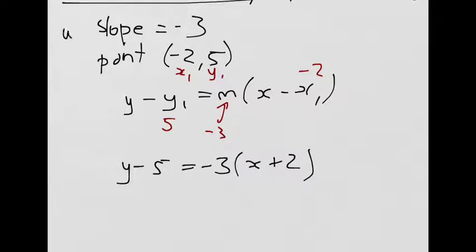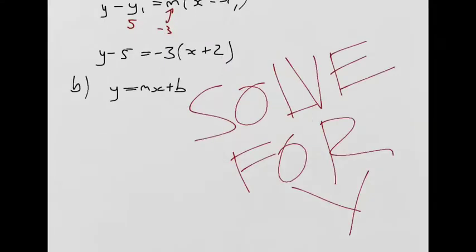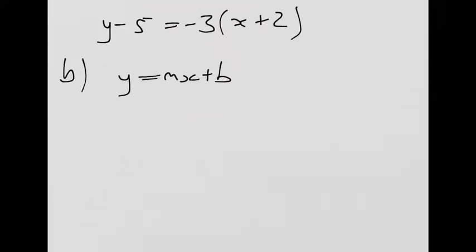B asks us to write this in slope-intercept form. How do you do that? How do you write anything in slope-intercept form? Anytime you want to turn it into slope-intercept form, what do you do? Solve for y. Okay, so what are we doing? Solving for y.